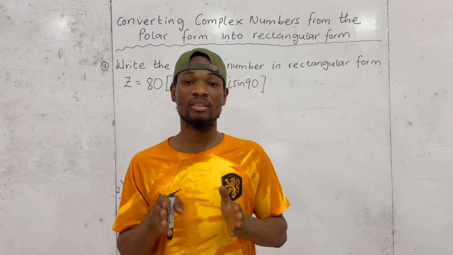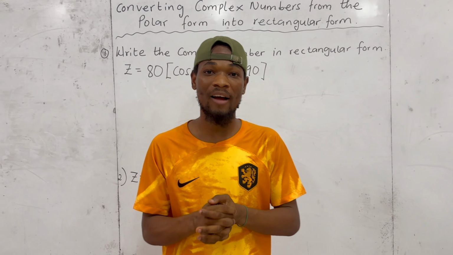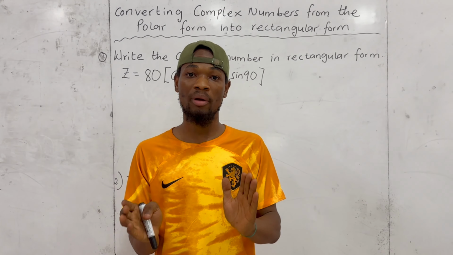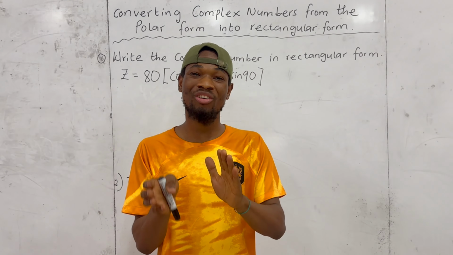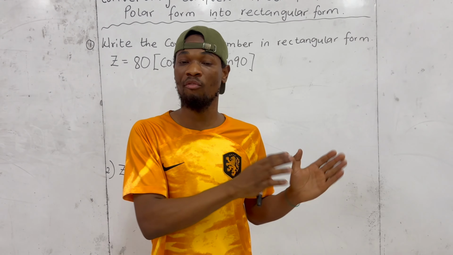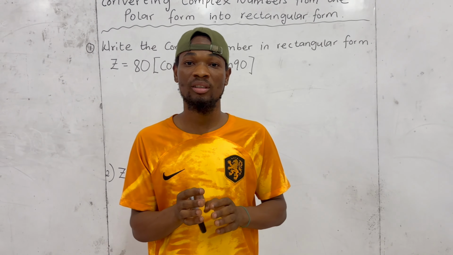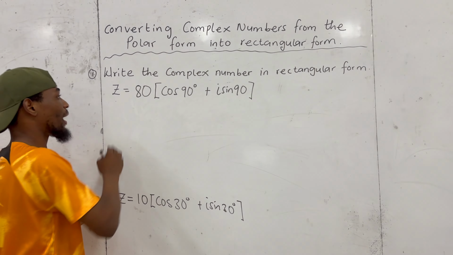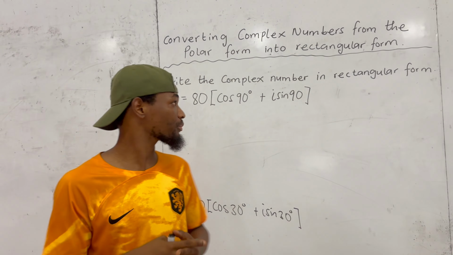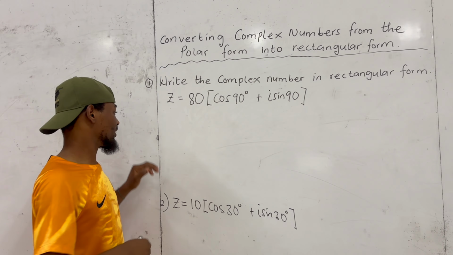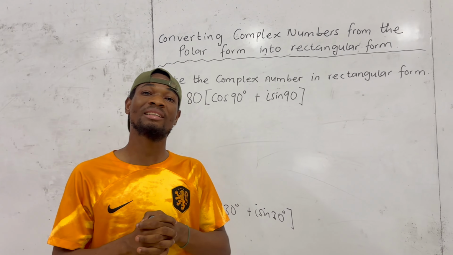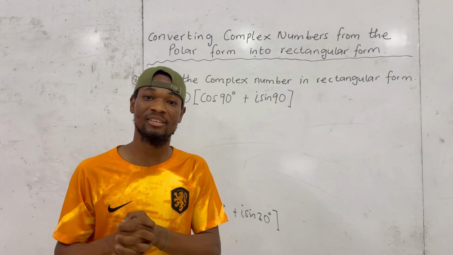Okay, in today's session we are going to consider, this time around you'll be given complex numbers in polar form and you'll be told to convert or transform them into rectangular or Cartesian form. How do you go about it? For example, write the complex number in the rectangular form. The complex number z equals 80 multiplying cos 90 plus i sin 90.